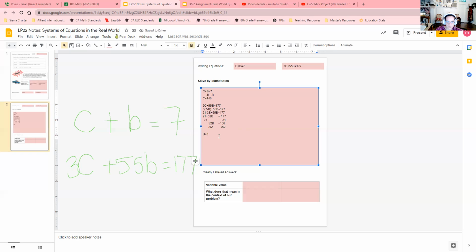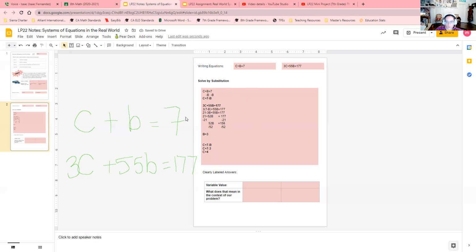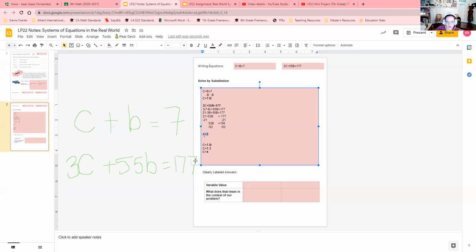Okay, once we know what B is, our very last step, I'm going to come on back up here. I'm going to reuse that part of the equation. So C equals 7 minus B. We are going to replace B with what we know. We know B is 3, so then 7 minus 3 gives us 4. So once we've gone through and done the math, we know what our variables equal. B equals 3, C equals 4.